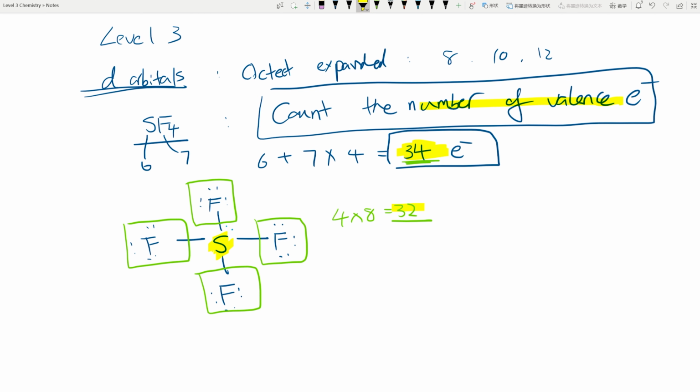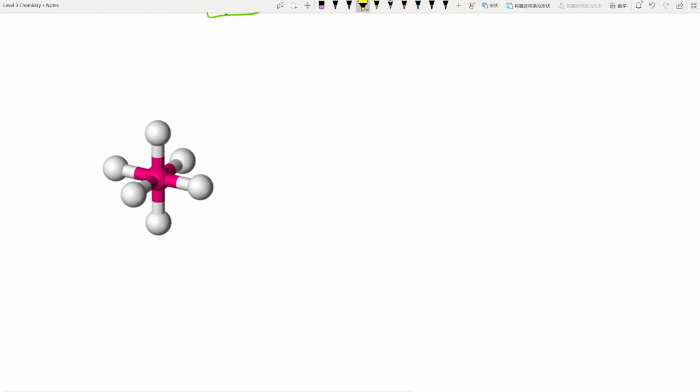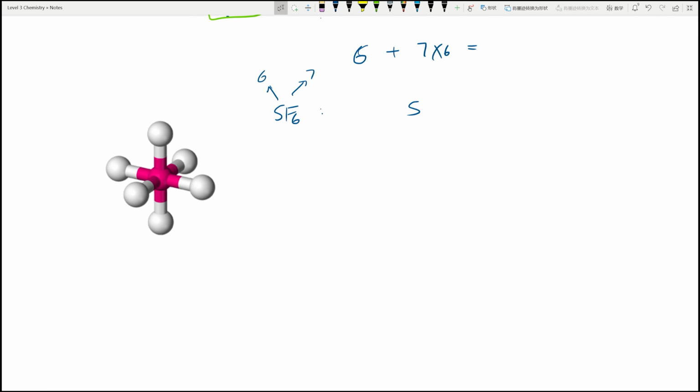Okay, so let's look at some more examples. I'm going to do the shape as well as the, so this is SF6. Sorry, just had a bit of technical difficulty. So this is going to be 48. I need to have 48 electrons around my central atom. Sulfur, so SF6, I'll just draw it here.